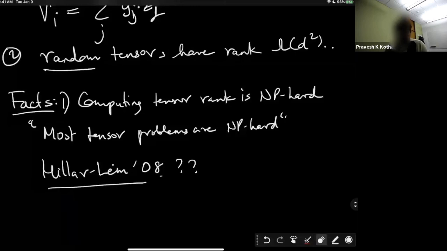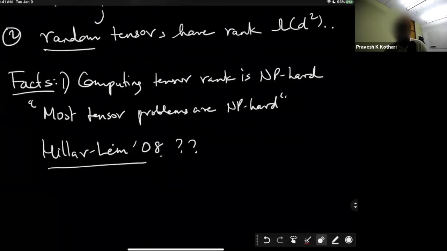Anyway, there are several cool questions, and there are various reasons to care about this. It turns out that constructing tensors with large rank is intimately related to proving circuit lower bounds. So there are many good reasons to care about tensor rank, which we are not focusing on today. Anyway, Tai, I hope I answered your question and then some.